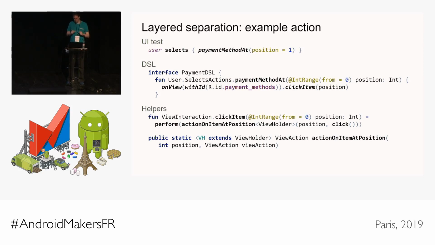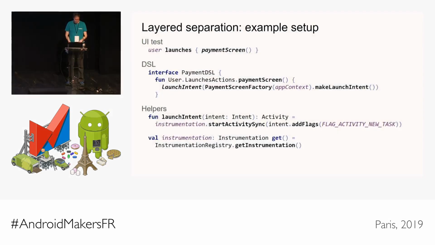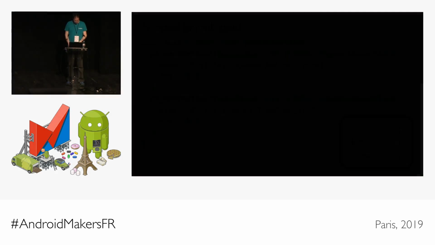These small helpers help to reuse code across screens. Another example, the user launches the payment screen. The payment screen DSL function is domain specific, and then we use the production code to create an intent. We pass it to the launch intent method, which is a reusable helper function that uses the instrumentation to actually launch the activity and gives the activity back to us in case we need it.